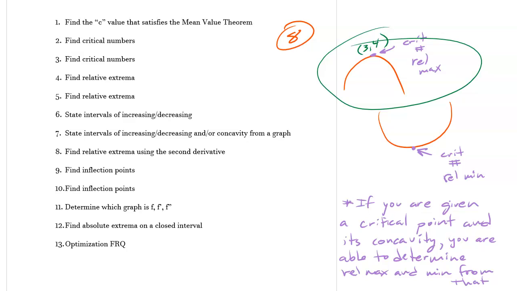I would be able to say the 0.34 is a relative max because I'm told it's a critical point and it has a negative concavity. So you are going to be given a situation on the test, and I am going to be expecting you to be able to explain to me why it is a relative min or max. That's exactly what question 8 is. It says find relative extrema using the second derivative. So that's what this situation is.